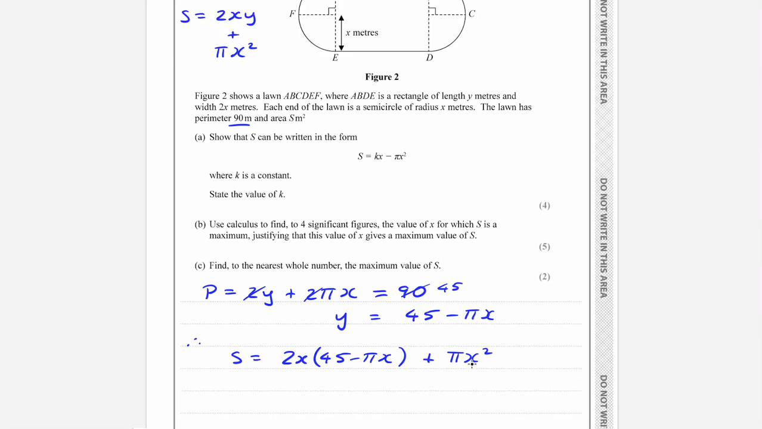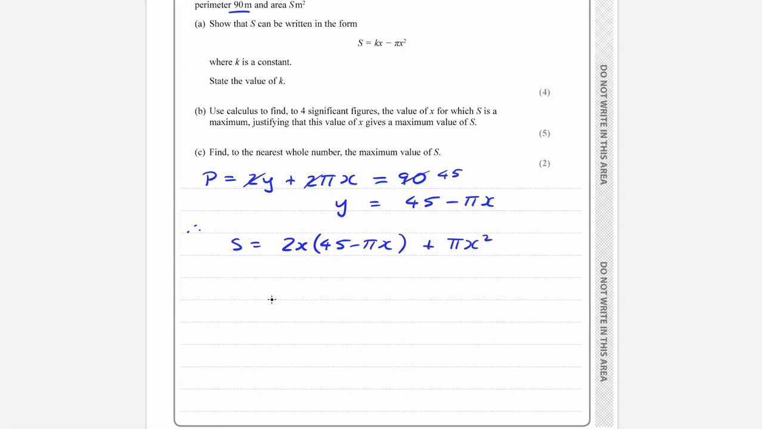Okay, let me move down. I have to turn this into this. Hopefully it will be that. This is 90x minus 2 pi x squared plus pi x squared, which is equal to 90x minus pi x squared, which is what he wanted, which means k equals 90, because it's obviously 90x.